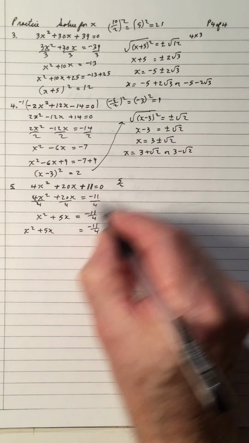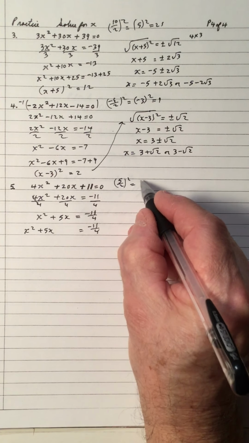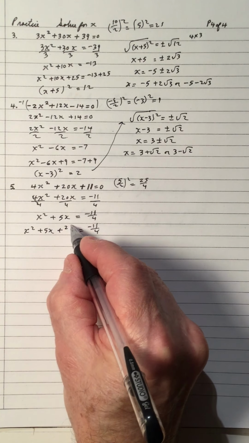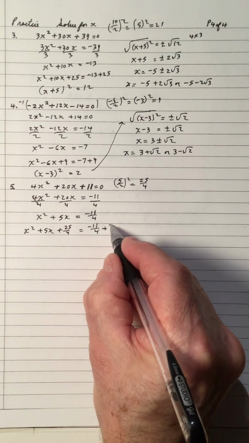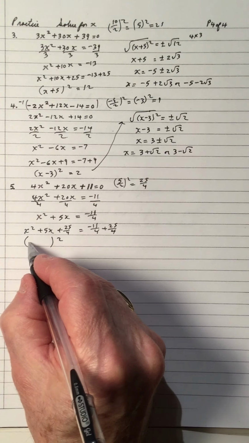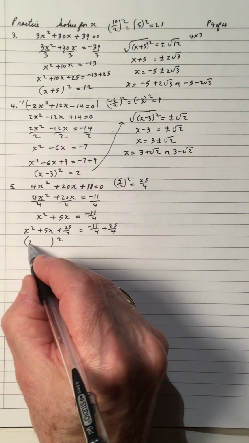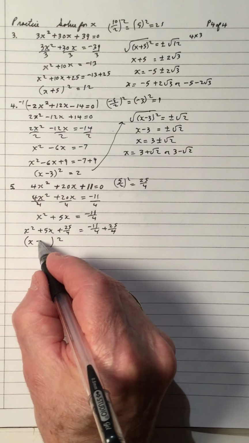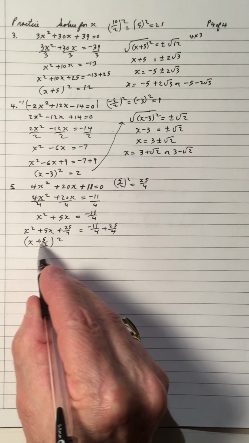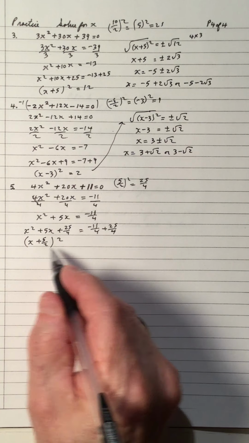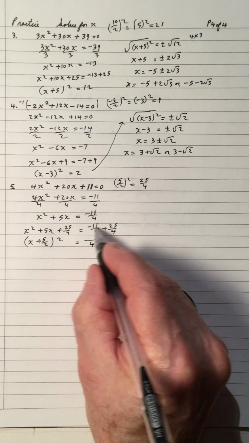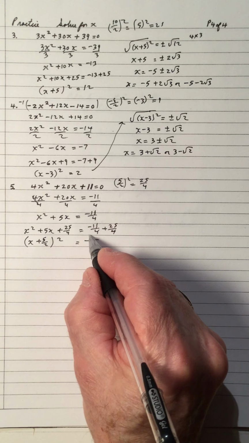So 5 divided by 2 squared. We can't simplify it, so that's 25 over 4. So 25 over 4 added on to both sides. And this perfect square trinomial, so this is an x. Half of plus 5 is 5 over 2. So the factorization of this trinomial is x plus 5 over 2 all squared. And this adds up, the common denominator is 4. So negative 11 plus 25 is 14.